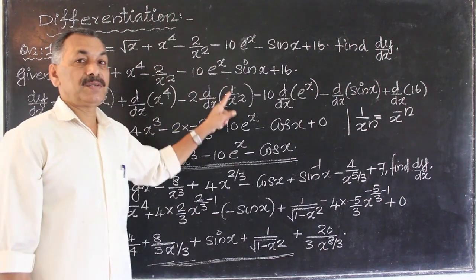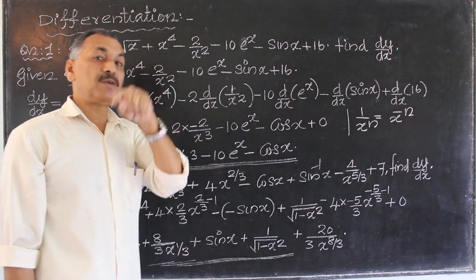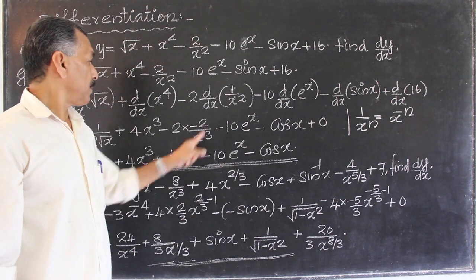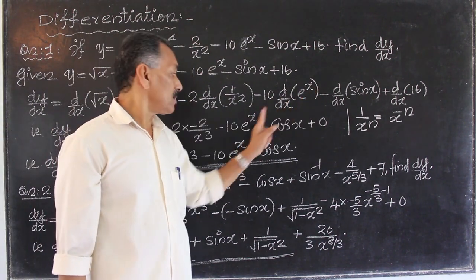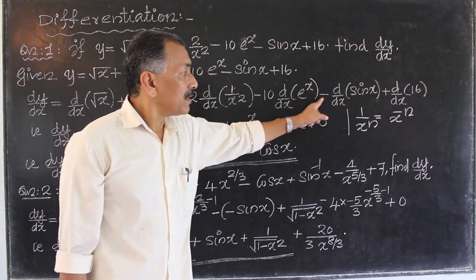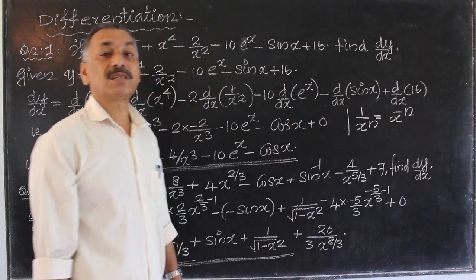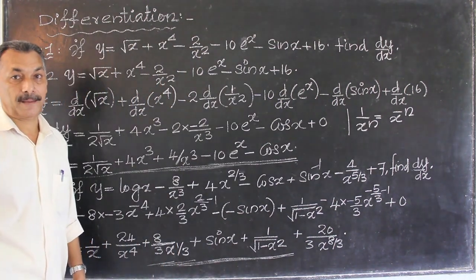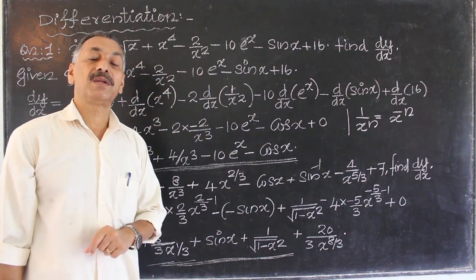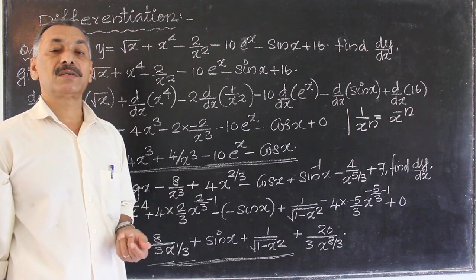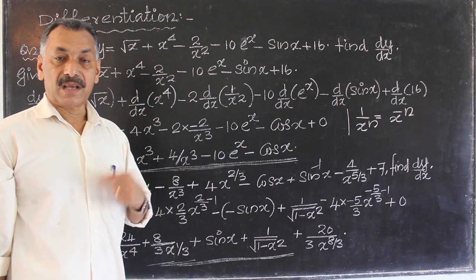Minus 2 into, what is the derivative of 1 by x square? The derivative of 1 by x square is equal to minus 2 divided by x cube. So minus 2 by x cube, minus 10 times the derivative of e raised to x, minus the derivative of sin x, which is cos x, plus the derivative of a constant, which is 0. We apply the standard results: derivative of root x, e raised to x, x raised to n, x raised to minus n, sin x, and cos x.